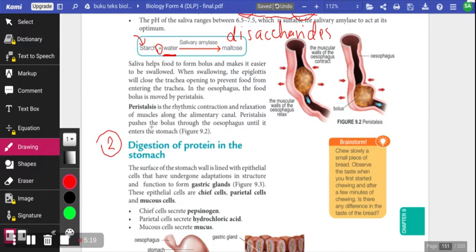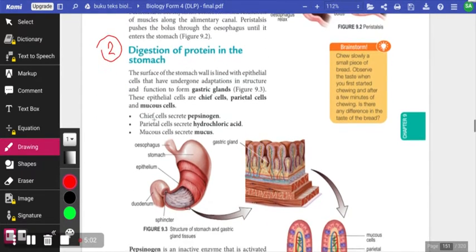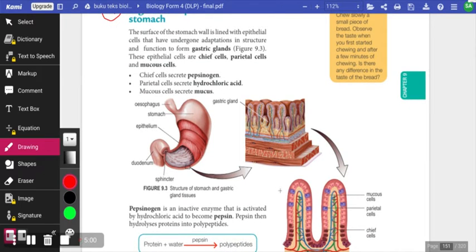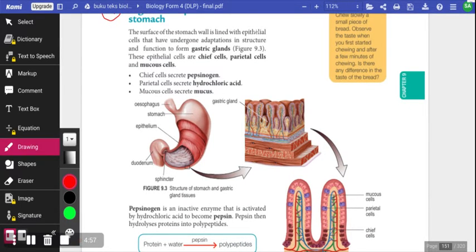Okay, next. When the food starts to enter the stomach, digestion of protein happens in the stomach. What happens to the carbohydrate? It waits. For carbohydrate and lipid, nothing happens to them because there's no enzyme able to hydrolyze them. Okay, before that, as you can see, the wall of the stomach is lined with epithelial cells. Epi means surface. This is our stomach, and this is the wall of the stomach.